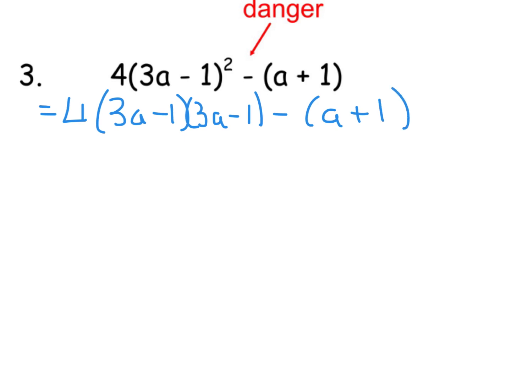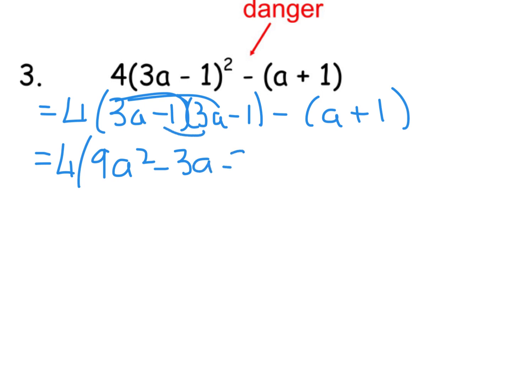Now we have options. Do we multiply one of the brackets by 4? Or do we square out these brackets and then multiply by 4 at the end? Which I think is what I'm going to do. So I'm going to leave this 4 here with a big old bracket. 3 times 3 gives me 9a squared. 3 times minus 1 is minus 3a. Then we have another minus 3a. Then we have minus 1 times minus 1 giving me a plus 1.